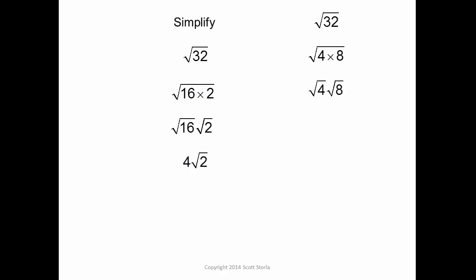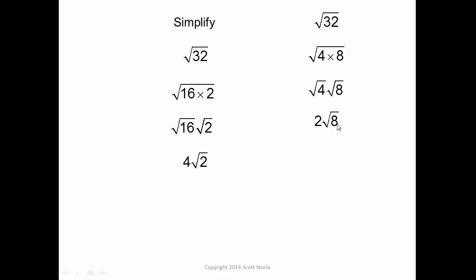How about this one? You may have noticed that 32 is 16 and 2, in which case you can go right through to the answer. But some of you may have thought of 32 as 4 and 8. Now that's not wrong. You can continue with the product property and simplify. But notice these aren't the same.